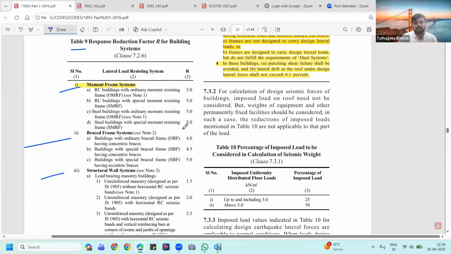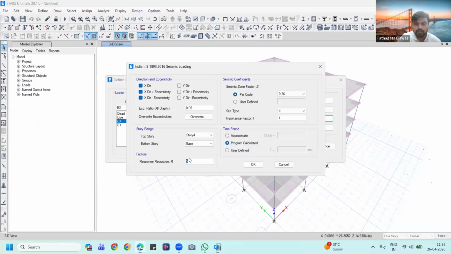If you are having more R value, more ductility would be offered in the structures. So for an example, as of now, we are taking 5. Now the seismic zone factor, let's consider this building as zone 3. Zone 2 means 0.1, zone 3 means 0.16, zone 4 means 0.24, and zone 5 means 0.36. Let's consider this building in zone 3.